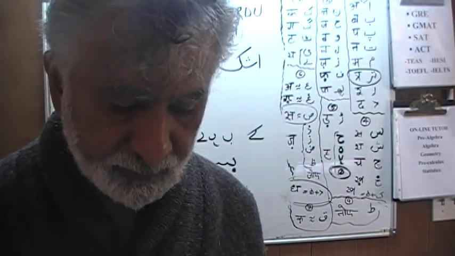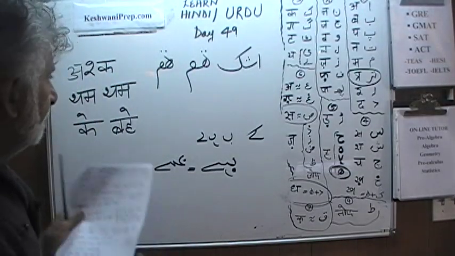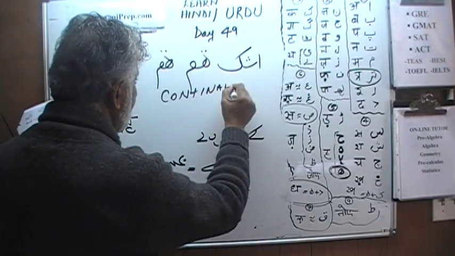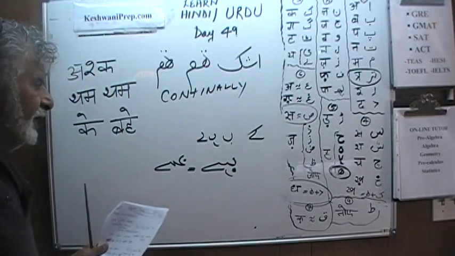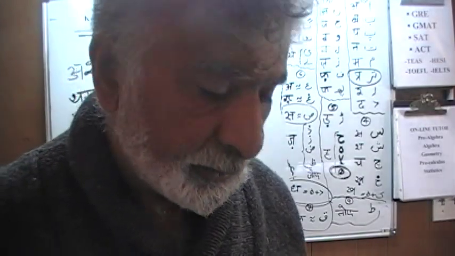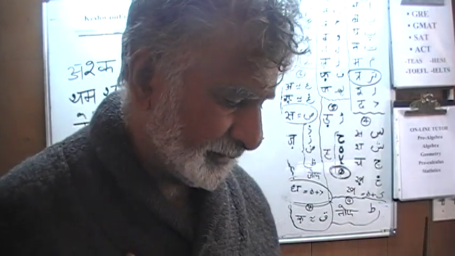Ashk, thum thum ke bahe. I never explained to you what thum thum means. Thum thum means continually. The tears kept flowing. Bahe means to flow. The tears kept flowing continually, incessantly, without break. Thum thum ke bahe.